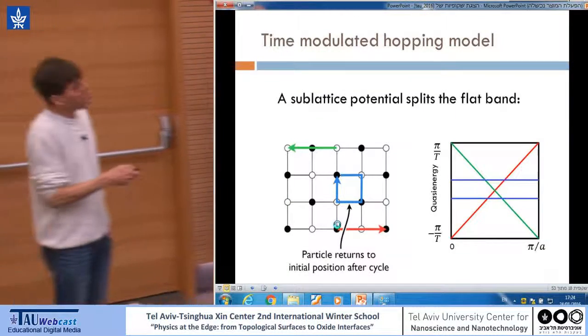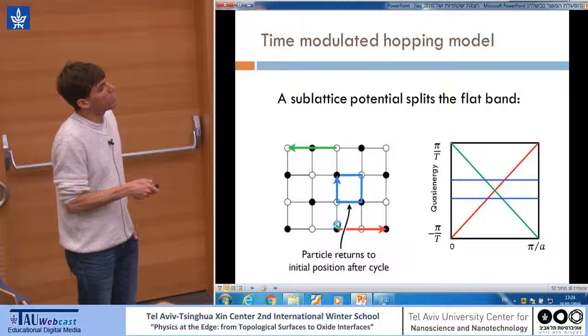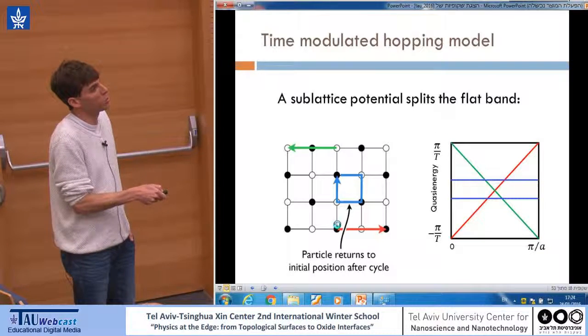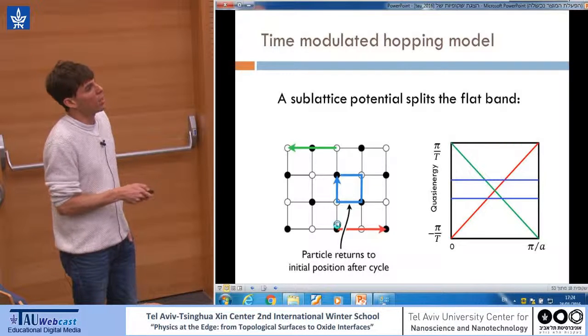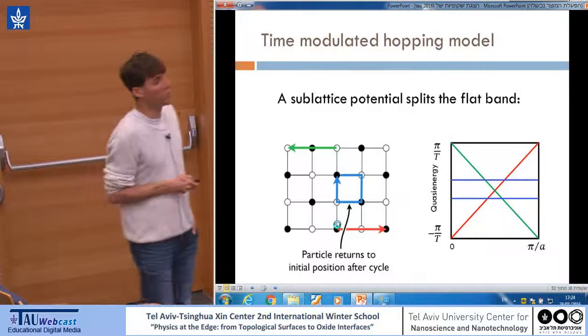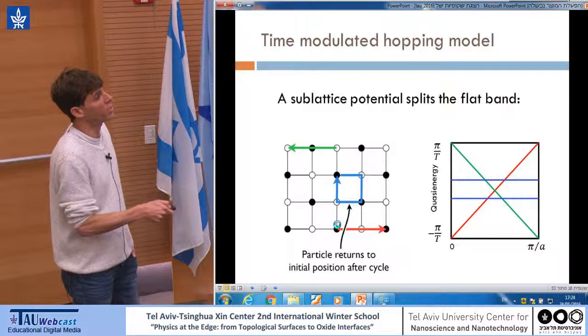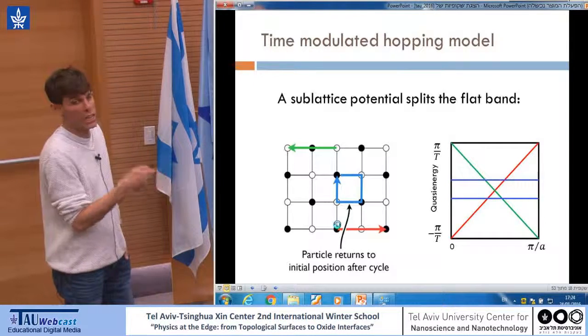Now, you could also add some sublattice potential to this model, and that splits a single flat band into two bands, which is more like the picture I showed you before. So there are two bands, their Chern number is 0, and you have a single chiral edge state on each of the edges.